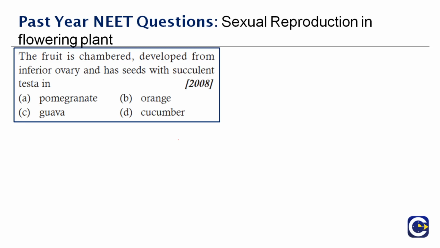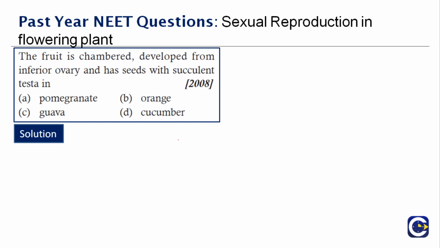The fruit is chambered, developed from the inferior ovary and has seeds with succulent taxa. So what is this? Any idea what the answer is? The fruit is chambered, developed from the inferior ovary, and the seeds with succulent taxa.